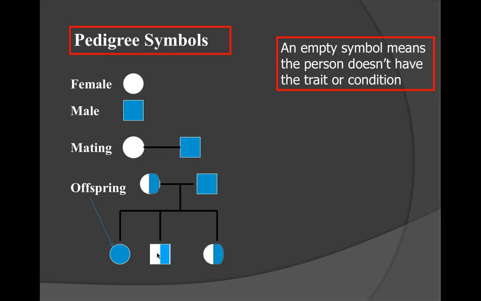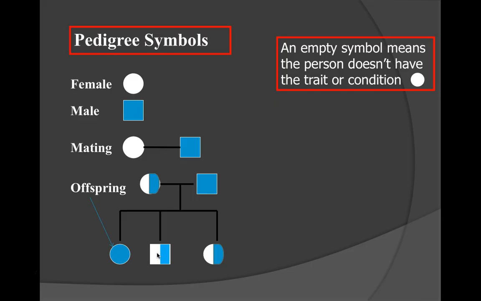If a symbol, whether it's male or female, square or circle, is empty, that means that that person does not physically show the trait or condition or disorder, whatever you're looking at. That doesn't necessarily mean that it's dominant. It doesn't necessarily mean that it's recessive. In order to determine that, you would have to look at the inheritance patterns, which we'll talk about in just a little bit.